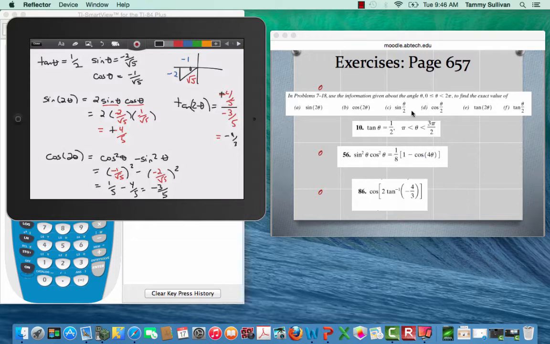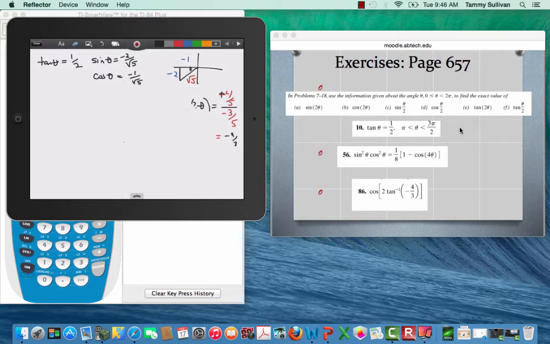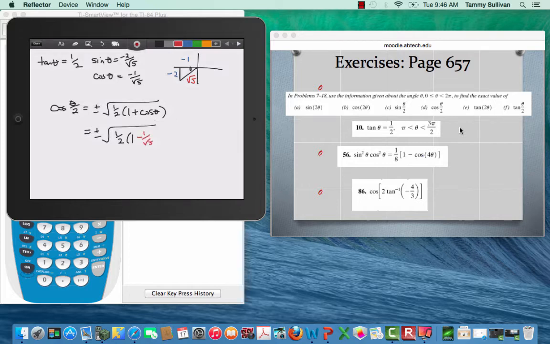Now they want some half angles, and I'll just go through and do one of these for the half angles. So let me clear some space. I can do either the sine or the cosine. Let's do the cosine of half that angle, which will be plus or minus the square root of 1/2 times 1 plus cosine theta. So I already know cosine theta, and I can even plug that in if I want to. Cosine theta is -1 over the square root of 5.